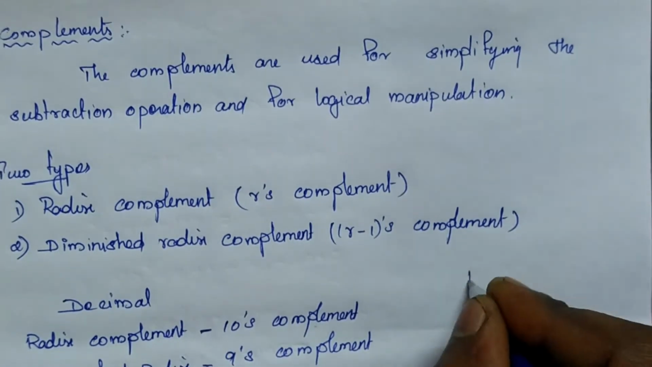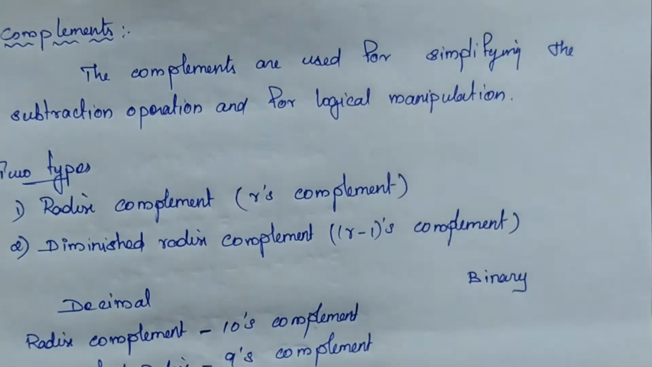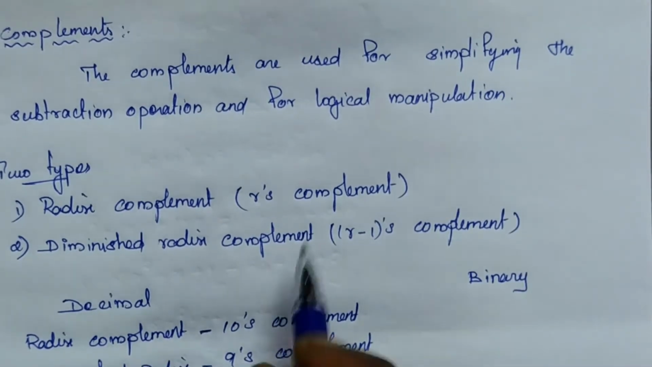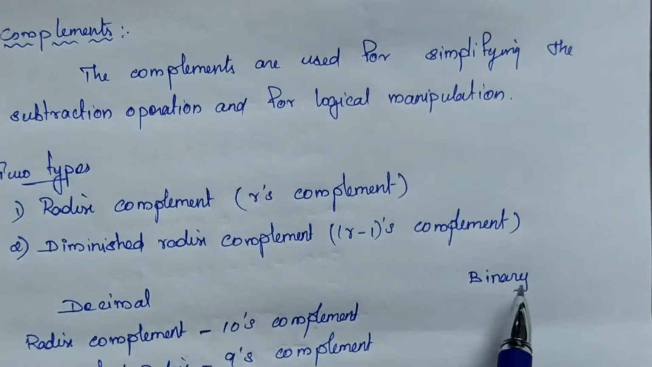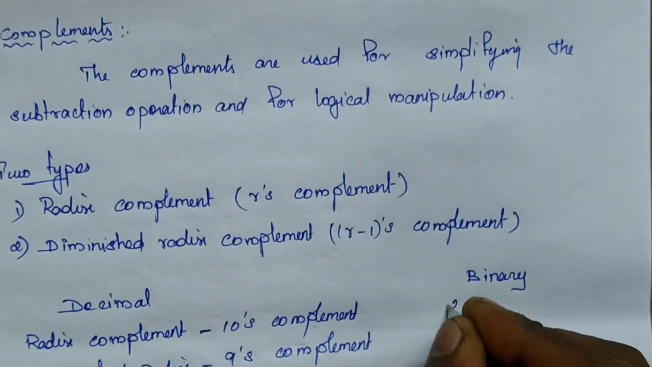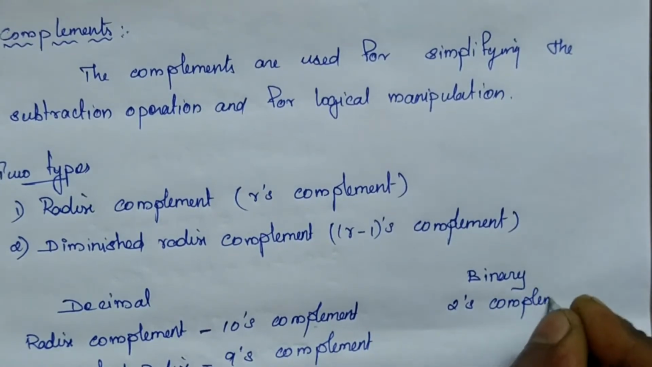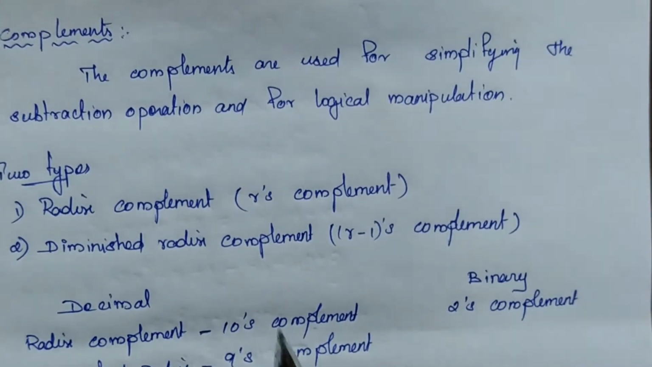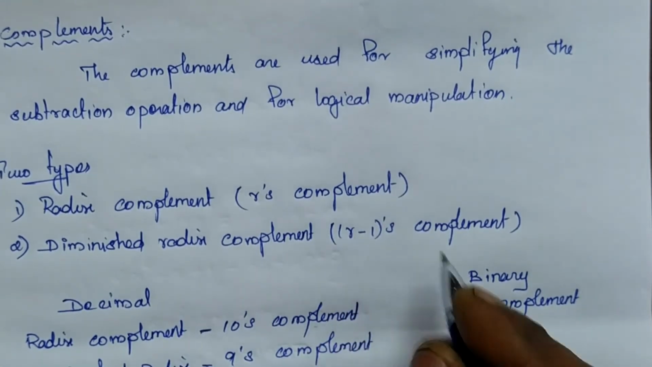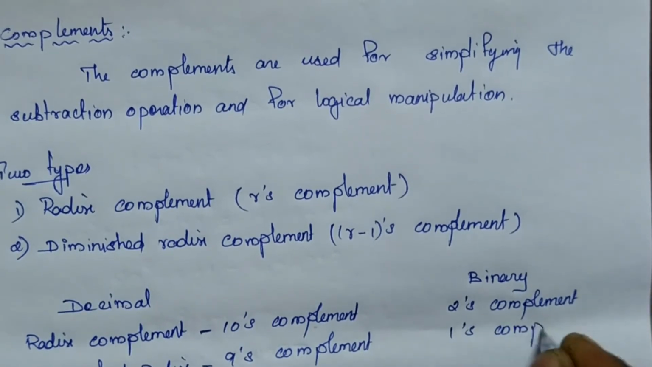Likewise, for binary, the radix complement will be represented as, here for binary base is 2, therefore which will be 2's complement. Then for R minus 1, therefore 2 minus 1 is equal to 1, therefore 1's complement.